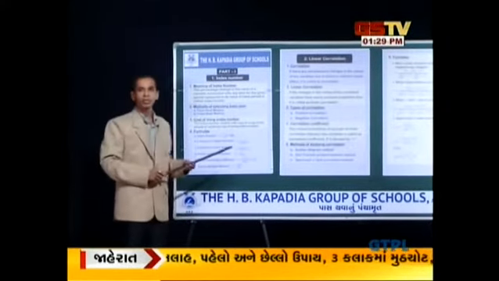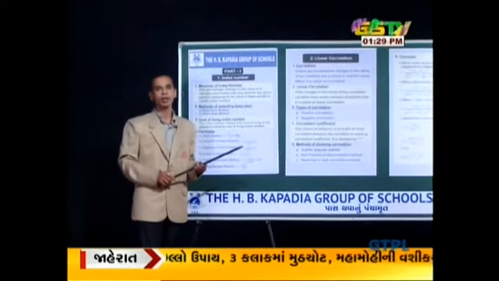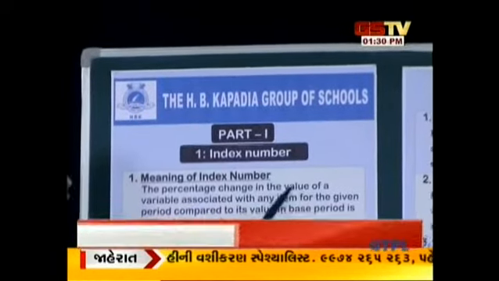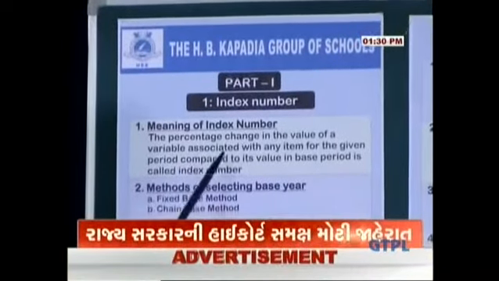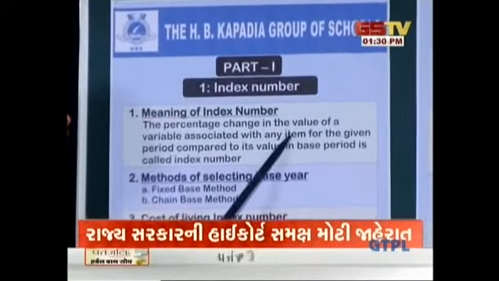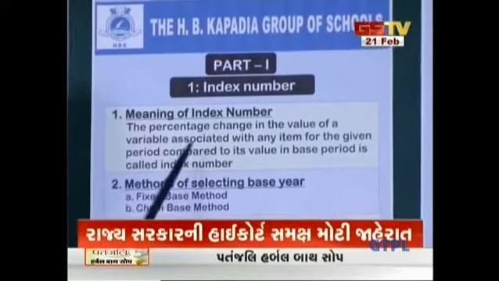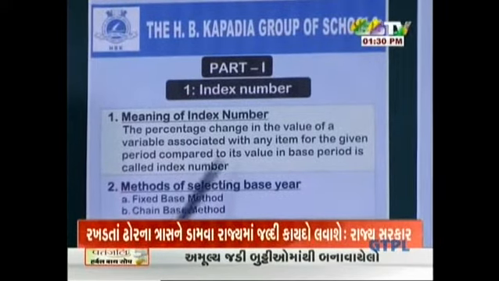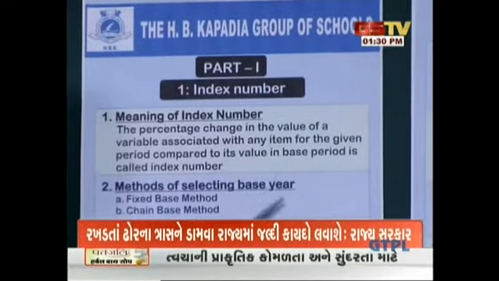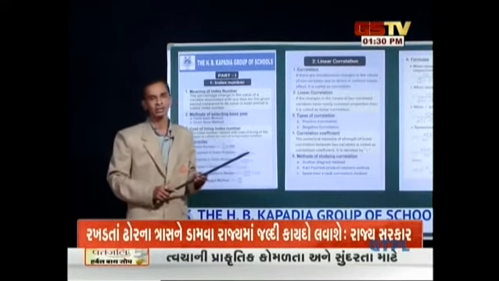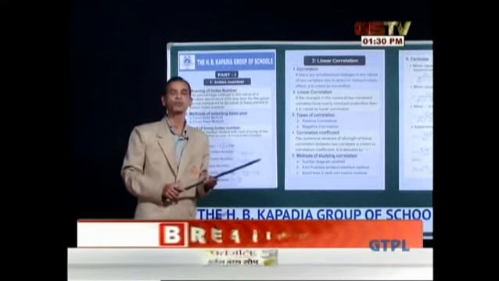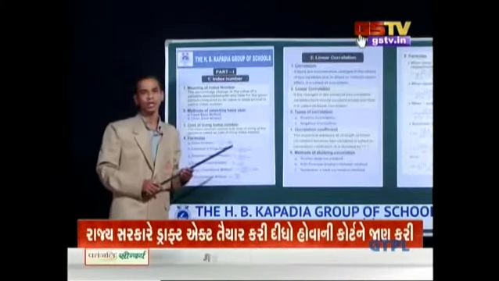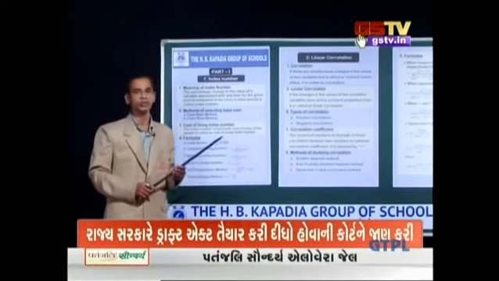Index number. First we have to understand the meaning of index number. The percentage change in the value of a variable associated with any item for the given period, compared to its value in the base period, is called an index number. So the meaning is that we have to compare the price and the value of two different years for any item. Along with this meaning of index number, you should learn the characteristics and uses of index number.